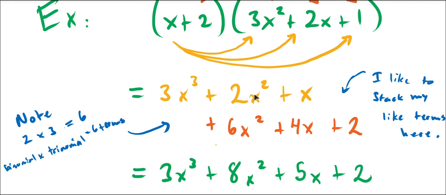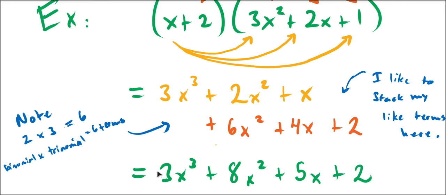So now what I've done is I've written it this way where the like terms are already stacked. Because now when I add them, it's easy to see who pairs with whom. And when we do that, we get 3x cubed, because there's nothing to pair with this guy. This turns into an 8x squared, this turns into a 5x, and this turns into just a 2, because there's, again, nothing to pair it with.